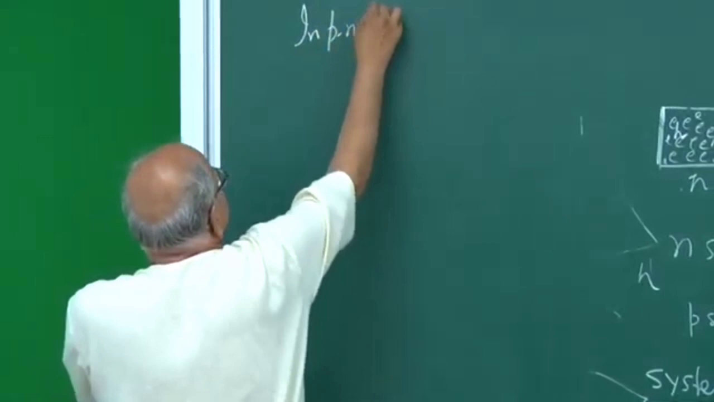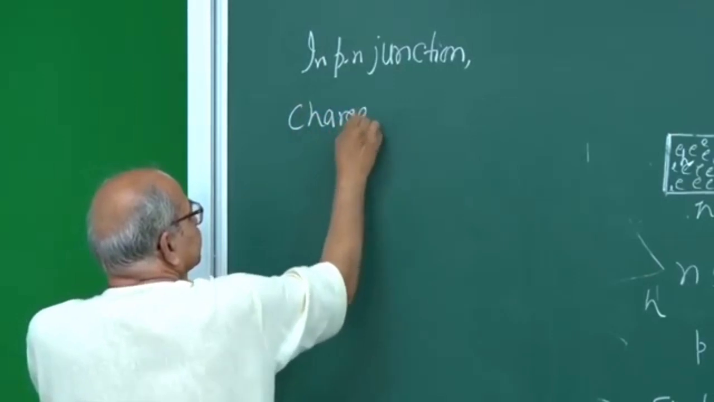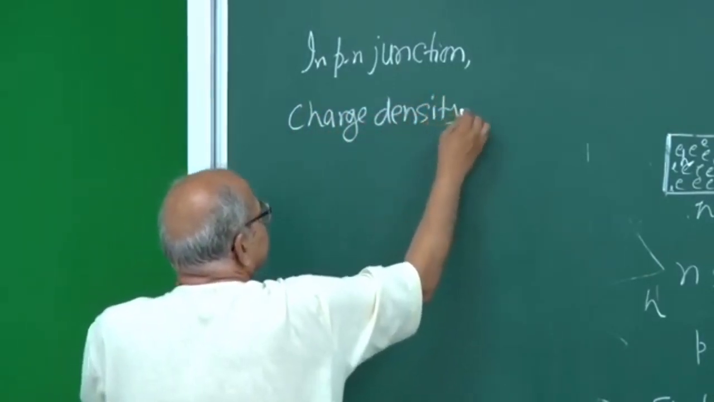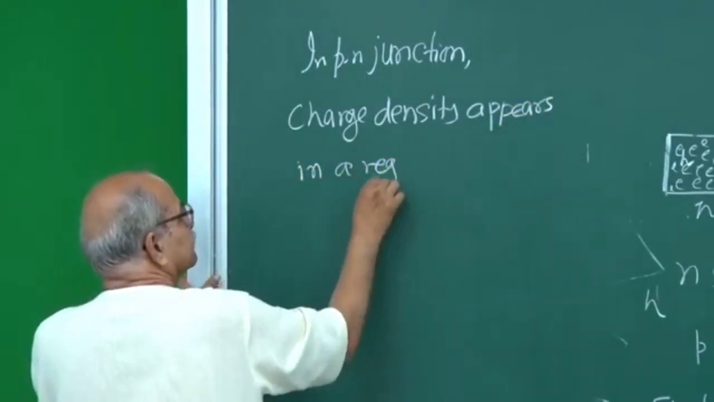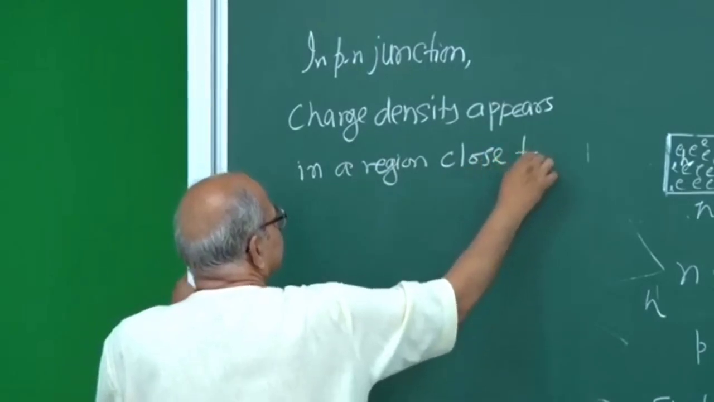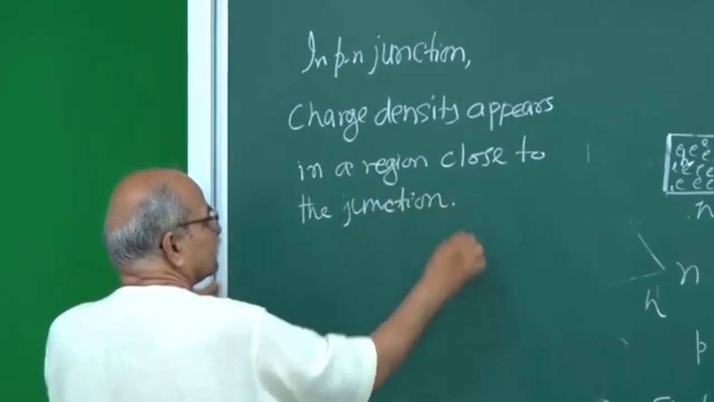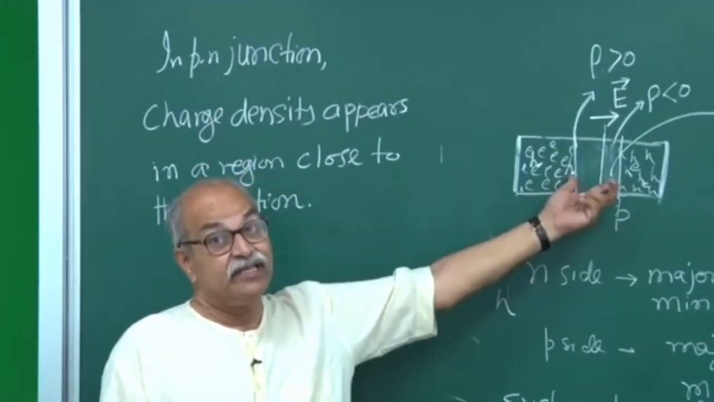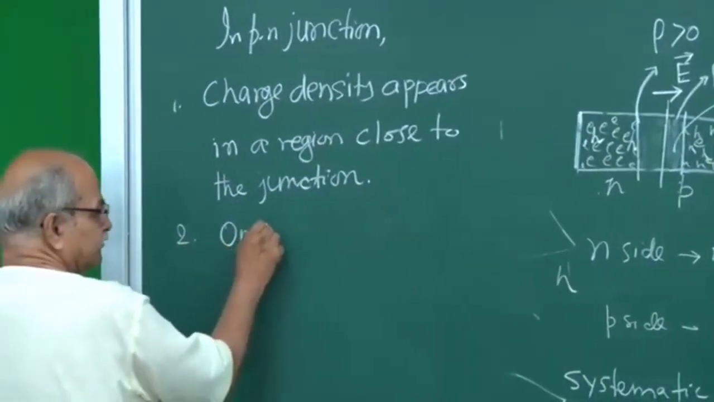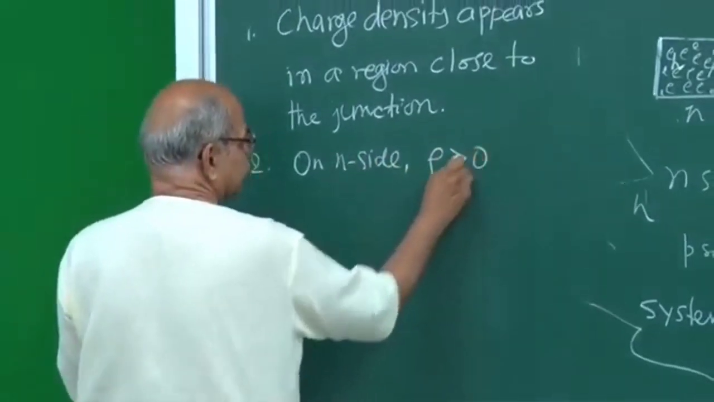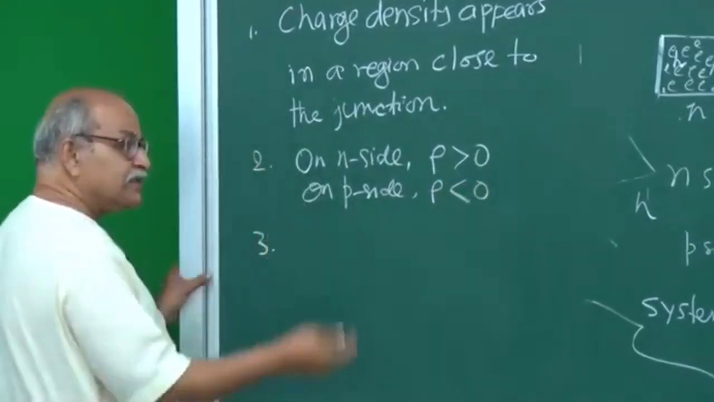So in a p-n junction, charge density appears in a region close to the junction. On the n side, you have positive charge density, so rho is positive, and on the p side, rho is negative.